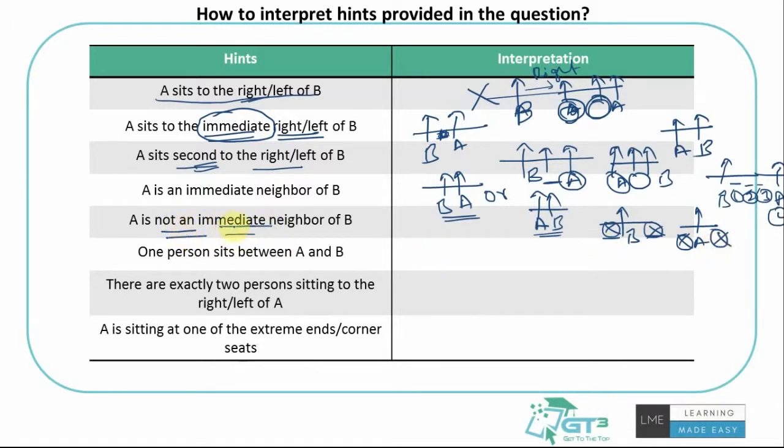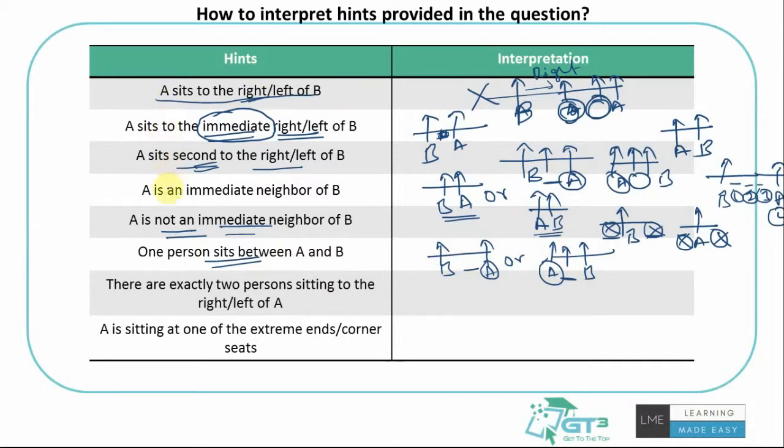Not an immediate neighbor. One person sits between A and B. Again the same, if B is sitting here, A could be on this side or it could be on this side. So I don't know which side A and B are seated. I just know that there is one person sitting between them, right? This also has multiple interpretations.